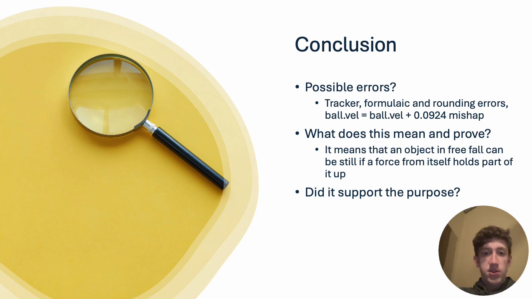So the possible errors, as I said earlier, were that tracking could be off in general, and then formulaic and rounding errors in calculating, and then this line, ball.velocity equals ball.velocity plus 0.0924. When it worked, I tried to insert it in between the while loops by breaking the first while loop, but I wasn't sure how to because it kept erroring.